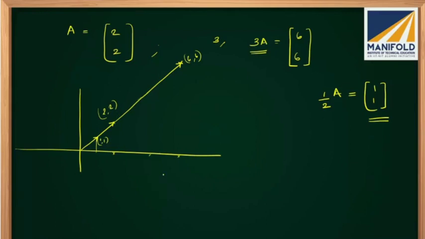So magnitude is the only parameter which will be changed when you scale a vector. This is a very important point, because scaling will never change the direction of any vector. Is it clear? Scaling will never change the direction of any vector.